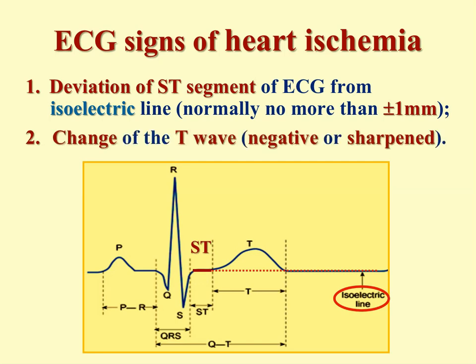The second additional sign is the change of the T wave. The T wave shows the process of repolarization of ventricles. Repolarization is a process that requires the work of a pump, and the pump requires energy. In case of heart ischemia, oxygen is not enough, energy is not enough, and the process of repolarization becomes changed. Which change of T wave? Negative T wave, like this, or high sharpened T wave. In both cases it's not a good sign, but remember that number one is ST segment deviation from the isoelectric line.